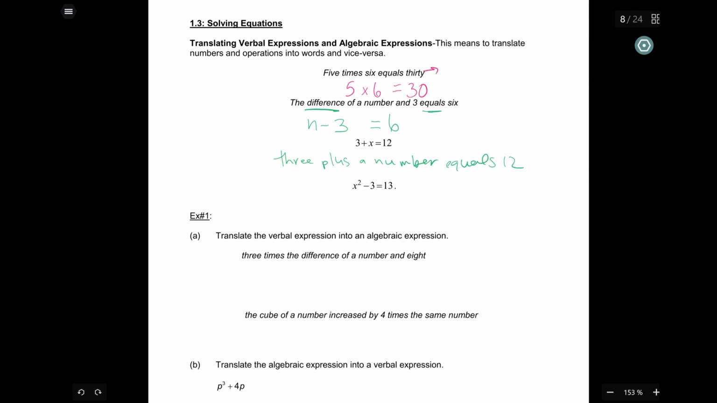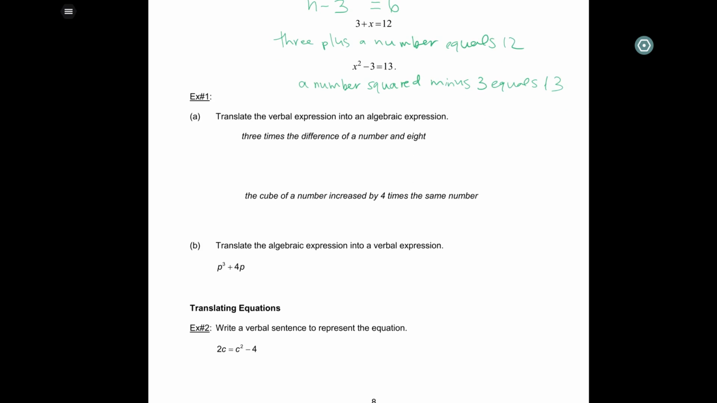This last one, x squared minus 3 equals 13. So we could say a number squared. So that takes into account that x is squared. Minus 3 equals 13. Another way we could write that is the difference of a number squared and 3 is 13.